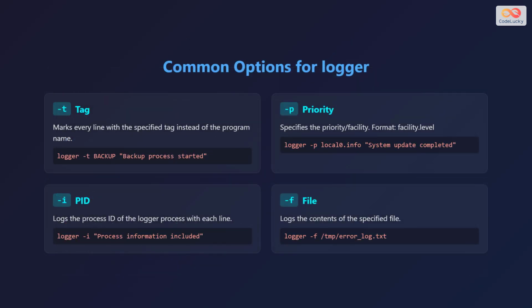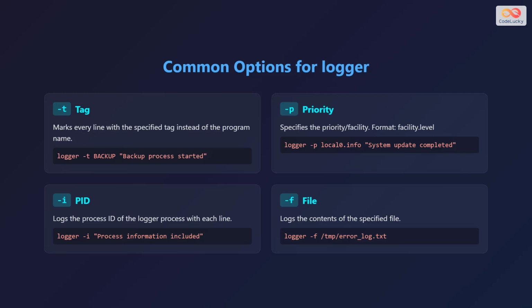Common options for logger. Let's explore some frequently used options with the logger command. The first option is the -t flag, which stands for tag. This option marks every line with the specified tag instead of the program name. For example, logger -t backup "Process started." This command tags the log entry with backup.